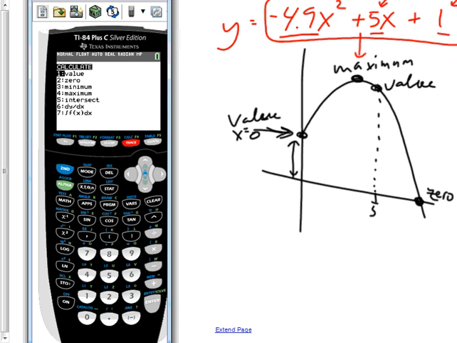Maximum. It's the fourth one. I'm going to hit a 4. Okay, now it says left bound. You got to read its little directions. They pop up right here.